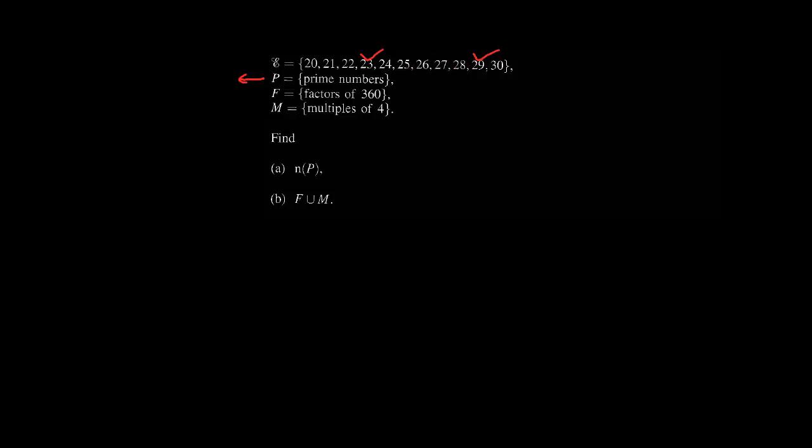Now, factors of 360. Let me use brown. That means a number by which 360 divided is another integer. So we can divide 360 by 20. We cannot divide it by 21. We cannot divide it by 22. I don't think we can divide it by 24 either.